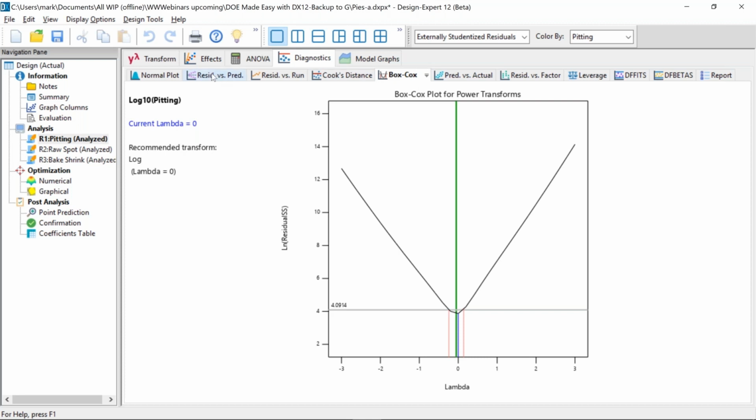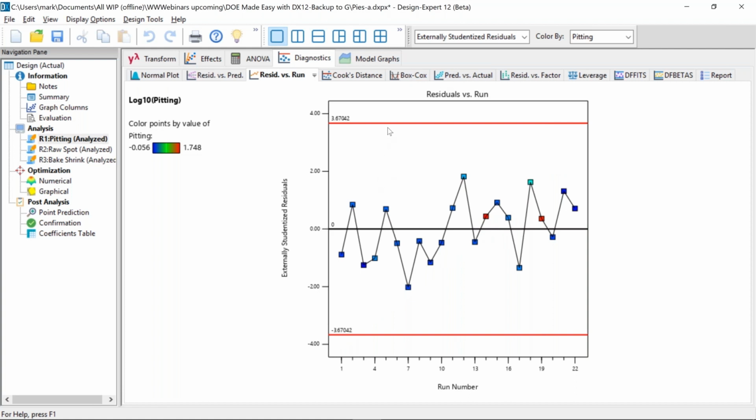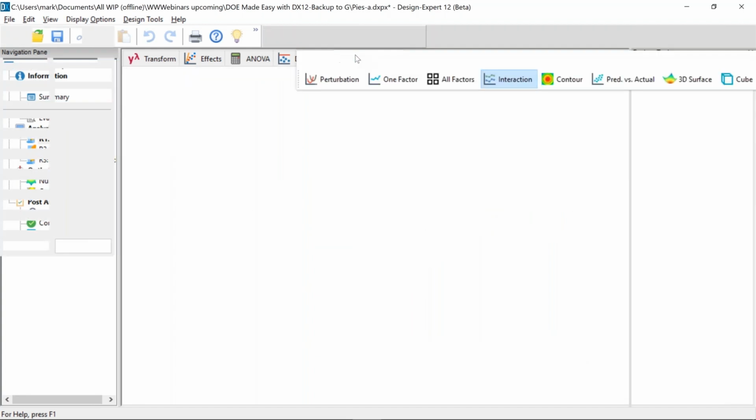So that's the reason we do that. Another one I like to look at is just the normal plot to make sure nothing's out of line. They all fit this special paper, which is a full normal paper. So that tells me that we've got a good fit. And then another one I like is the residuals versus run. And this is like a control chart with the limits in red. And we don't see any particular trends or anything out of line. So with this in hand, now I'm ready to look at the model graphs.